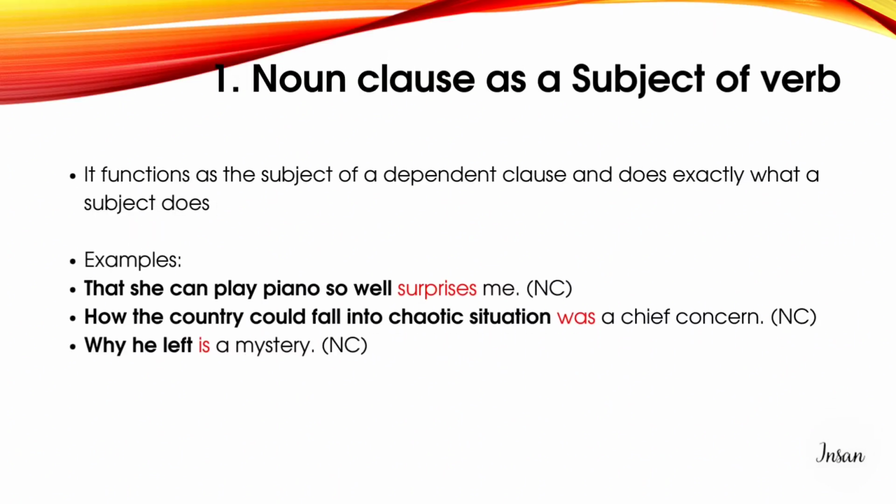Noun clause as a subject of a verb. It functions as the subject of a dependent clause and does exactly what a subject does. Examples: That she can play piano so well surprises me. How the country could fall into a chaotic situation was a chief concern. Why he left is a mystery. The sentences that I have bolded are noun clauses used as a subject of a verb.